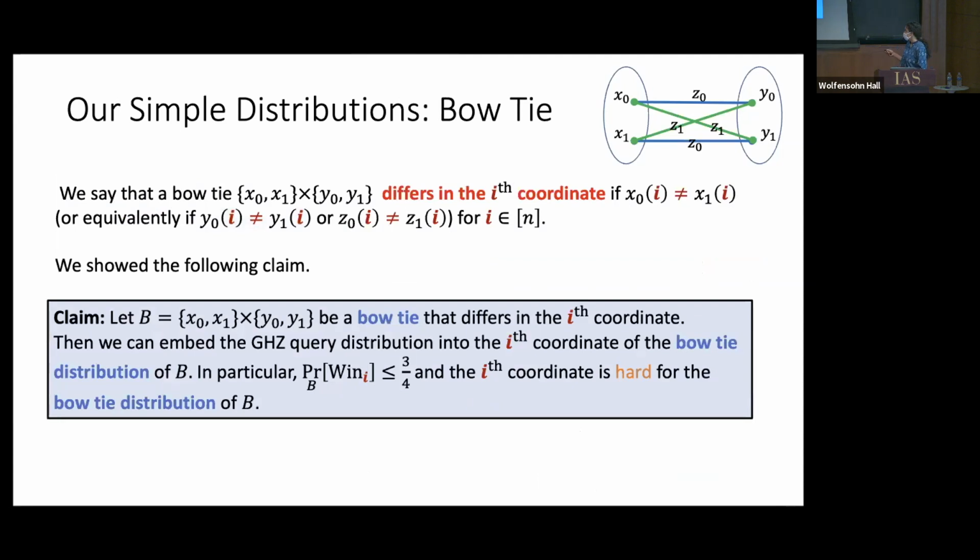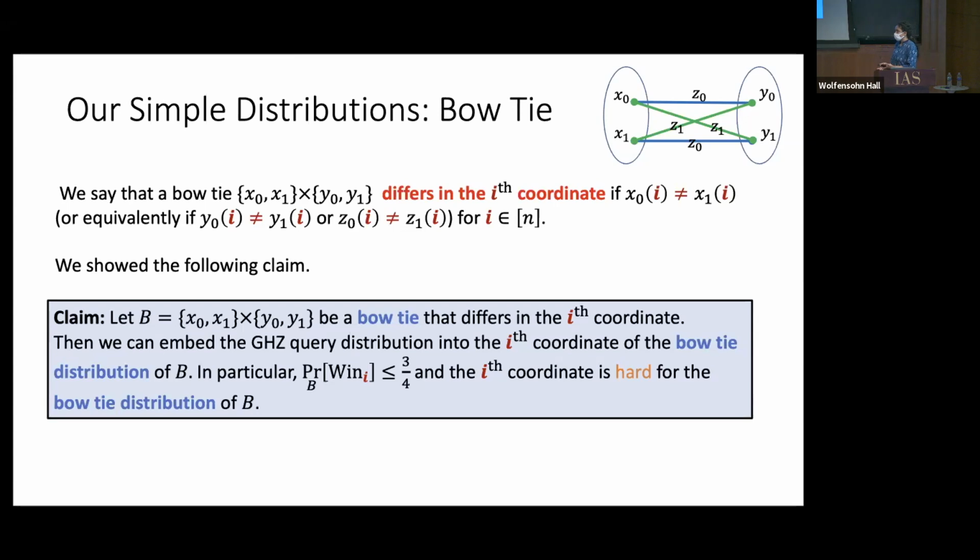So this leads us to define what it means for a bow tie to differ in the ith coordinate. We say that a bow tie differs in the ith coordinate if X0i is different from X1i. We could have made this definition for Y0 and Y1, but it's just equivalent. So what we have shown is that whenever a bow tie differs in the ith coordinate, then the ith coordinate of the bow tie distribution looks exactly like the GHZ distribution. So you can embed the GHZ query distribution into the ith coordinate of the bow tie distribution. In particular, the ith coordinate is hard for the bow tie distribution.